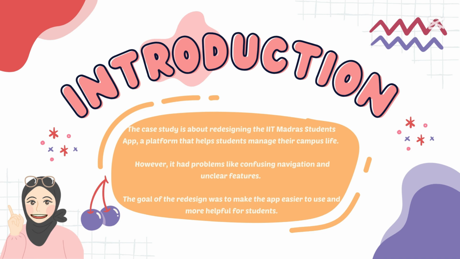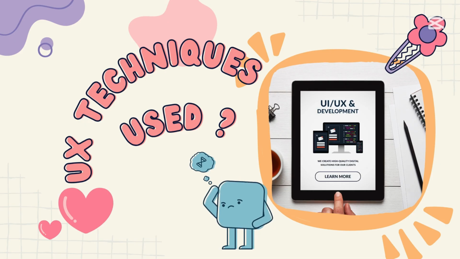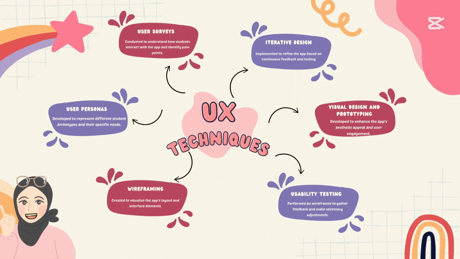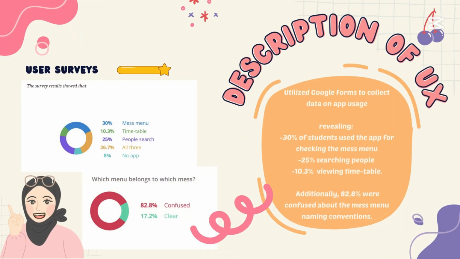The case study is about redesigning the IIT Madras Students app, a platform that helps students manage their campus life. However, it had problems like confusing navigation and unclear features. So, the goal of the redesign was to make the app easier to use and more helpful. What are the UX techniques used in this students app? Now, let's talk about the deeper level of the description of the UX.